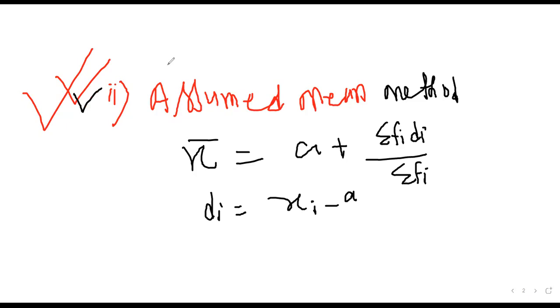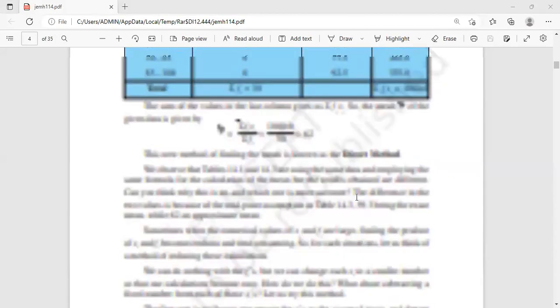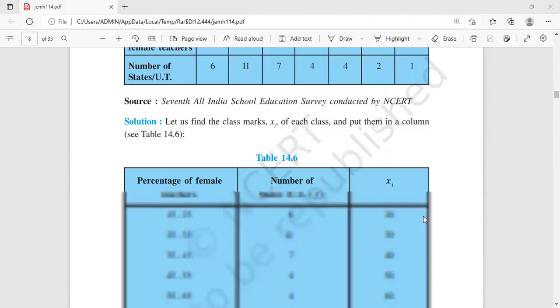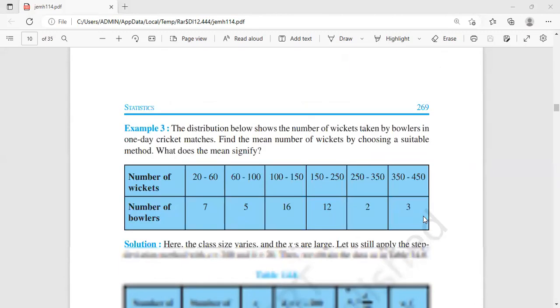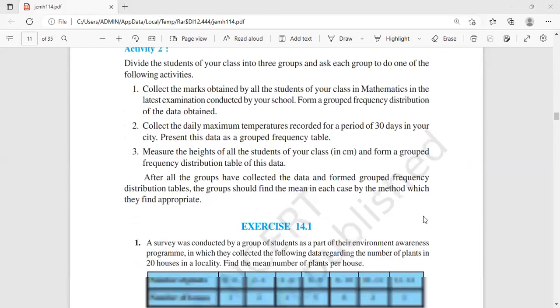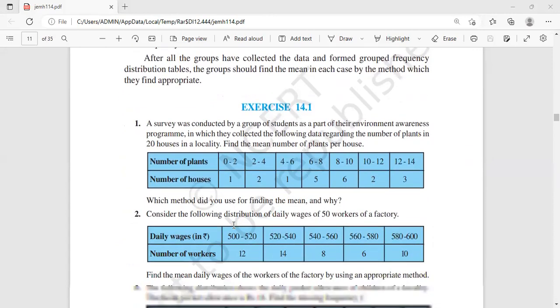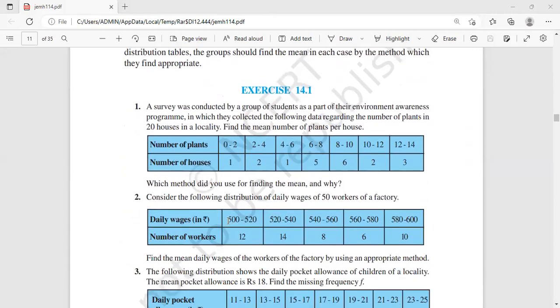Now we'll see the next problem. We'll take one problem from the NCERT textbook, exercise 14.1, and solve it by the direct method as well as the assumed mean method. Let us take question number 2.